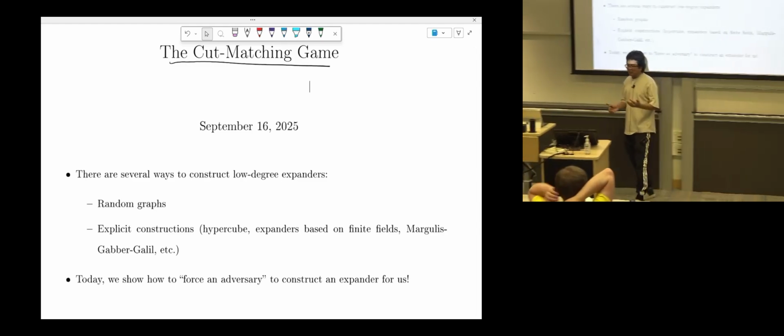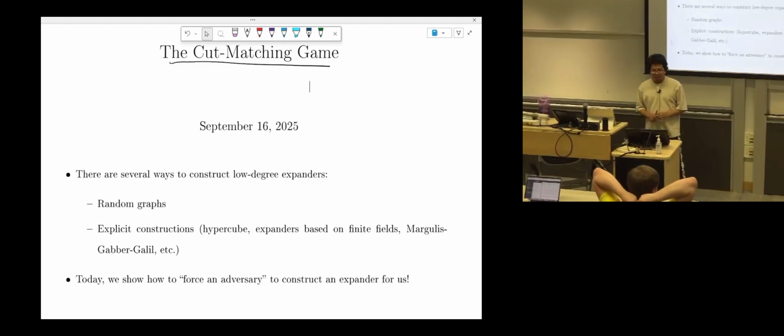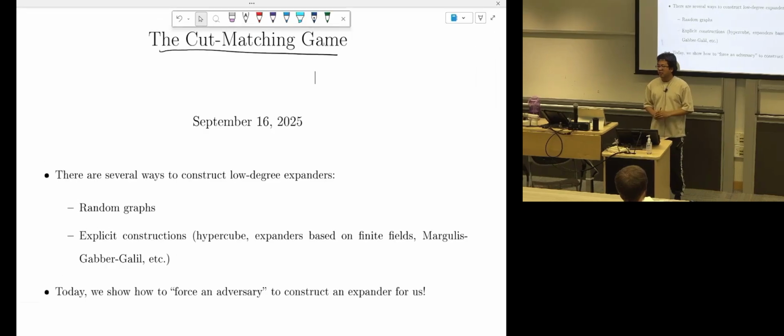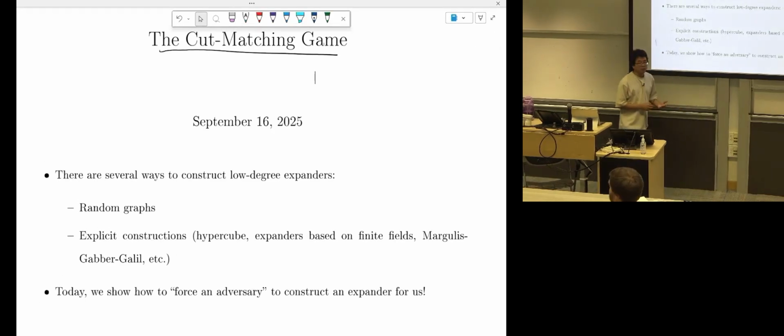Expander, you can build it easily if you can have many edges. For example, just build a clique. That is a clear expander. But if you want it to be sparse, then it's not clear, because it has a small number of edges, yet you want the graph to be well connected. But there are ways to do it.